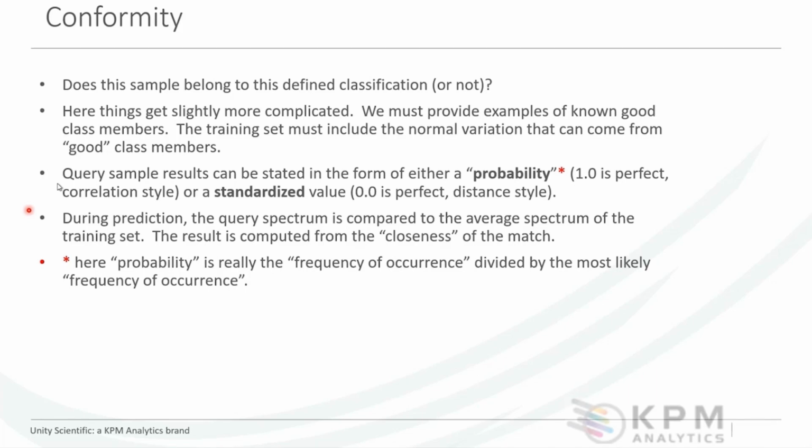So if we are using a standardized value, we need to set a limit from 0 that describes our boundary between a good and a bad product, or a pass and a fail. So during prediction, we compare this to the average spectra and the evaluation that we've set up in the training set, and then we do this similarity or conformity measurement.